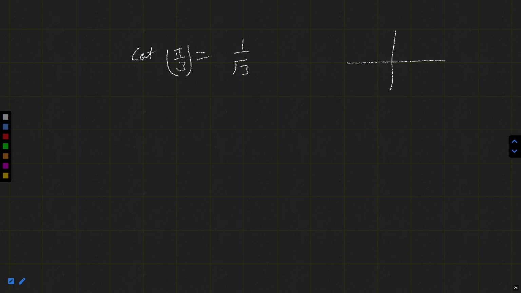Either your x belongs to this quadrant or this quadrant. Okay, if you can see here, x is belonging to where? Your first quadrant, because pi by 3 is less than pi by 2. So how are you going to make this happen? It is quite easy.